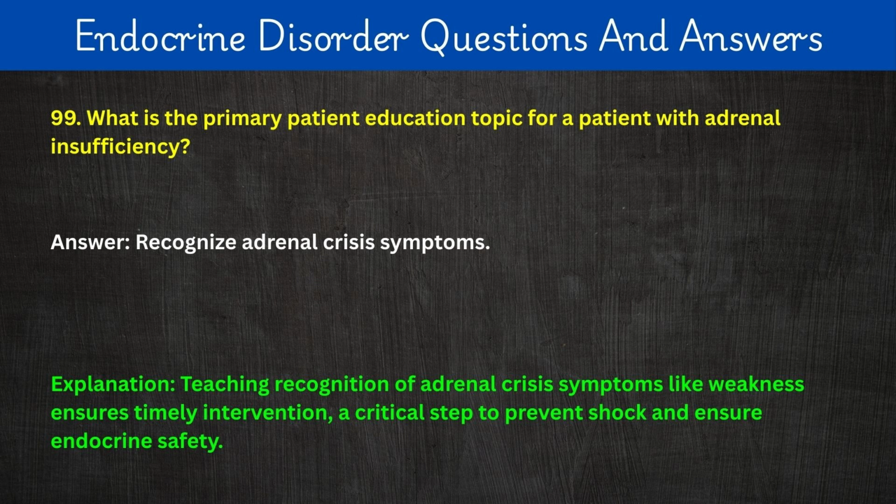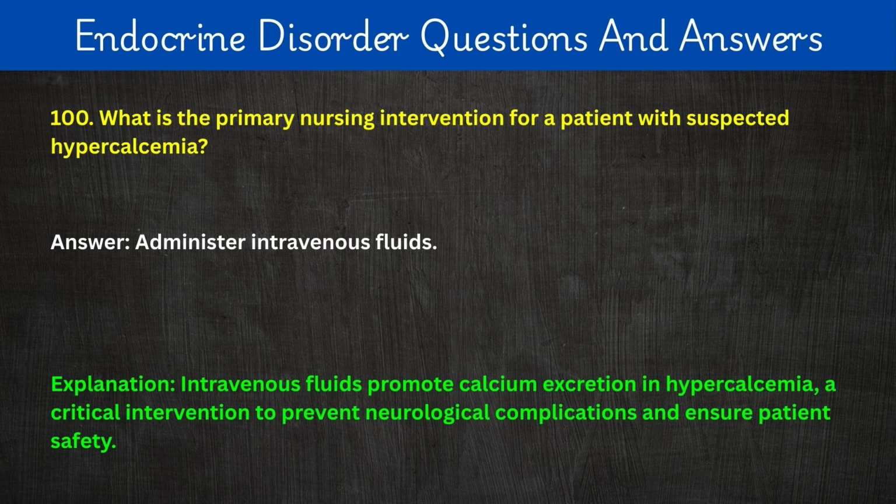Answer: recognize adrenal crisis symptoms. Explanation: teaching recognition of adrenal crisis symptoms like weakness ensures timely intervention, a critical step to prevent shock and ensure endocrine safety. 100. What is the primary nursing intervention for a patient with suspected hypercalcemia?